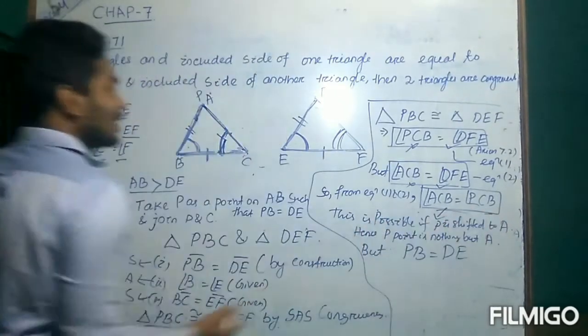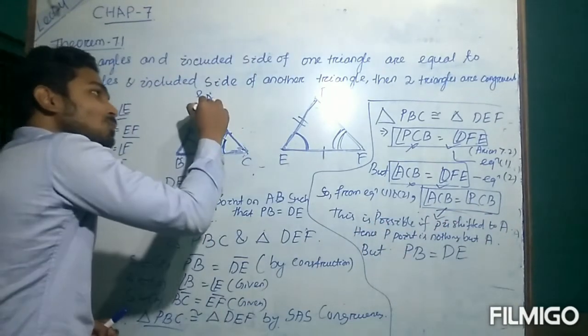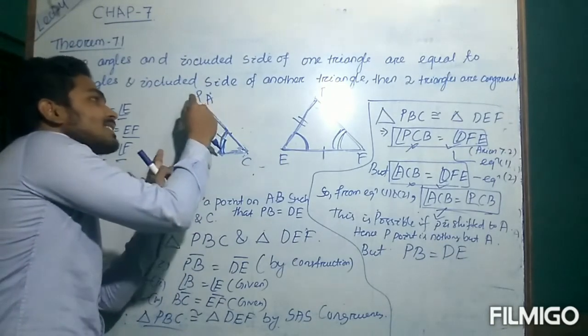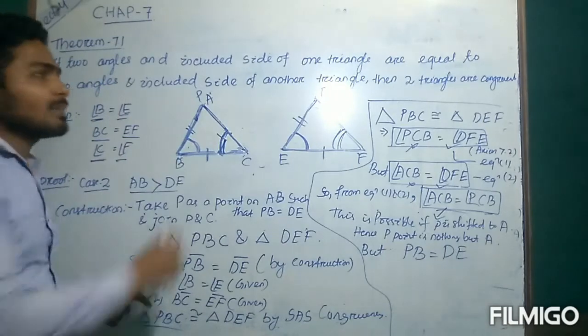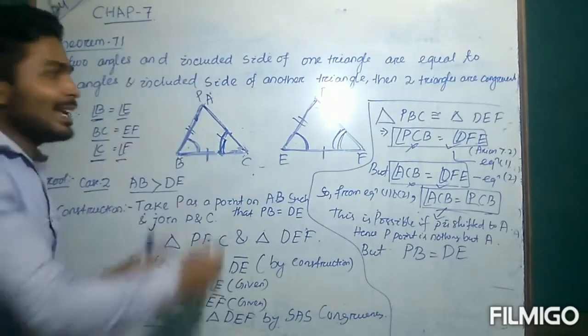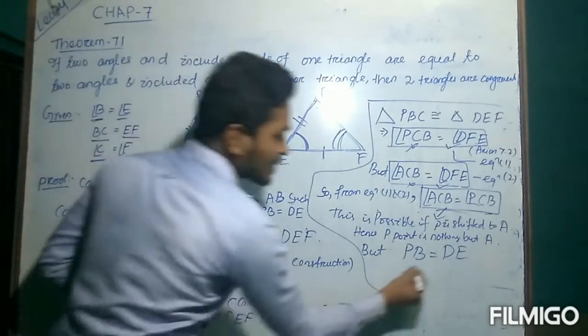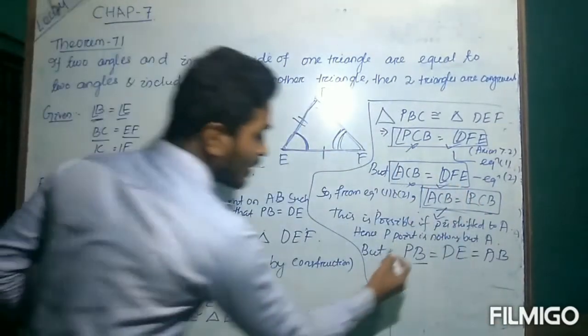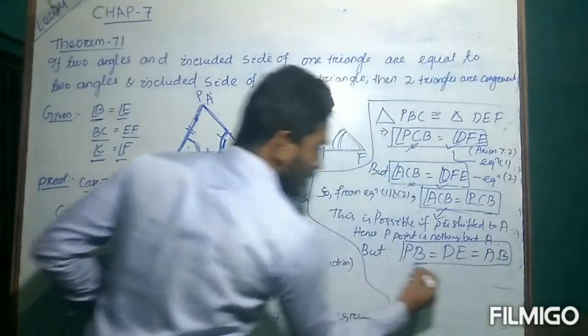But what do we get? Whenever the point P is shifted to point A, then this distance PB is also equal to AB, because P is nothing but A. So PB is equal to AB. It is a very important point.